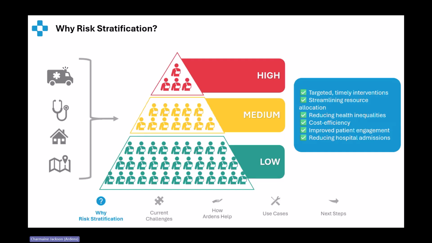So that will see us have more early interventions for high-risk patients. It will also see more targeted interventions and making sure that they're timely throughout the year as well. It will also help us streamline our resources. So are we using the right staff for the right patient care throughout the year as well?